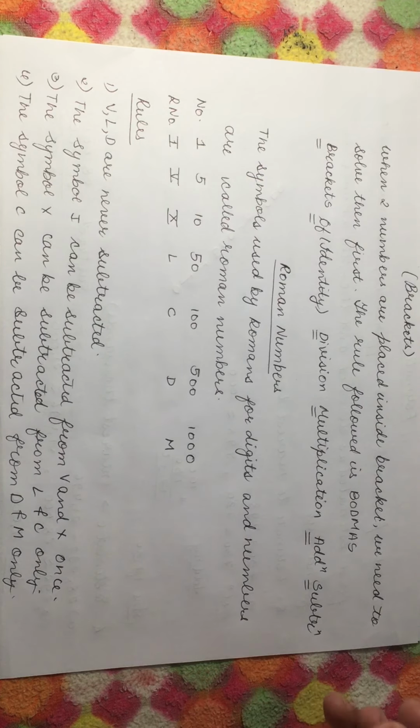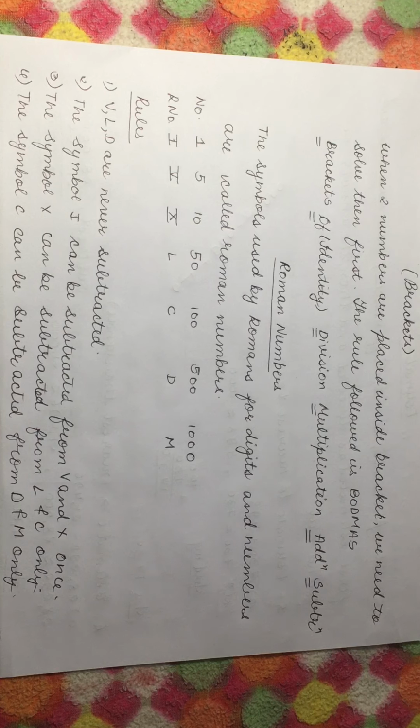And the rule followed is BODMAS. BODMAS means brackets, of, division, multiplication, addition, subtraction. Of is not there in your course. Bracket is there, division is there, multiplication is there, addition is there, subtraction is there. This we already know. In this, first you see if a bracket is coming, meaning first you have to solve the bracket. And then if a bracket is not there, first you will solve division, multiplication, then addition, then subtraction. Okay, so this we have done about brackets.